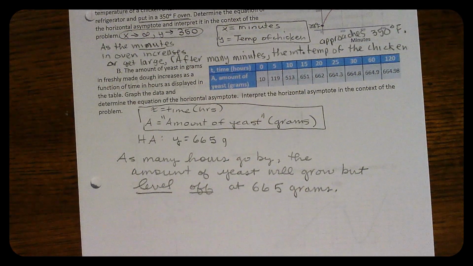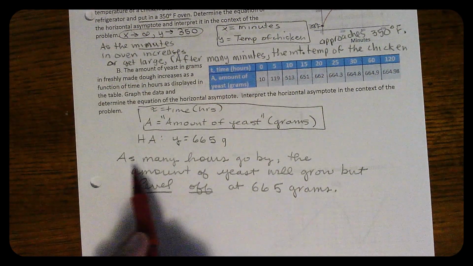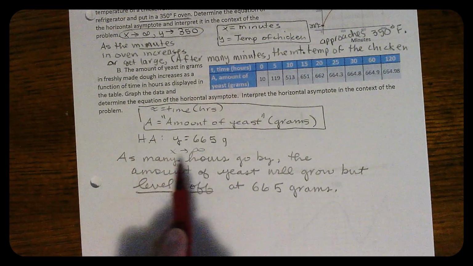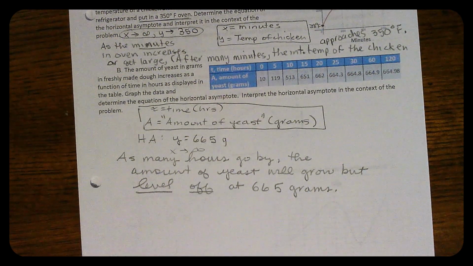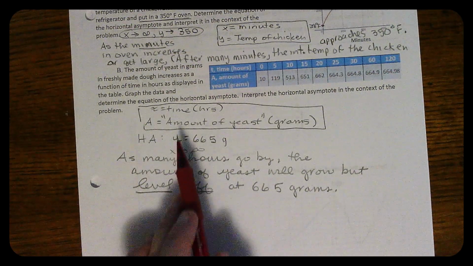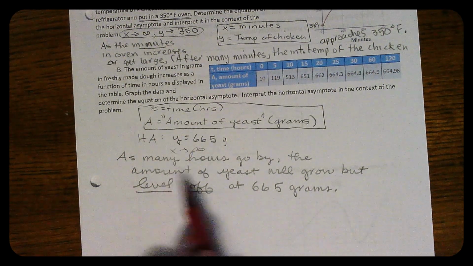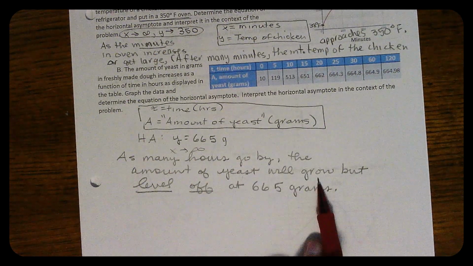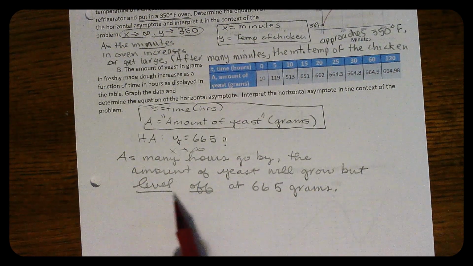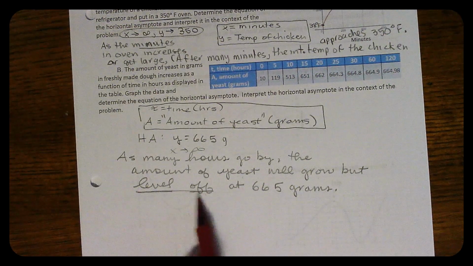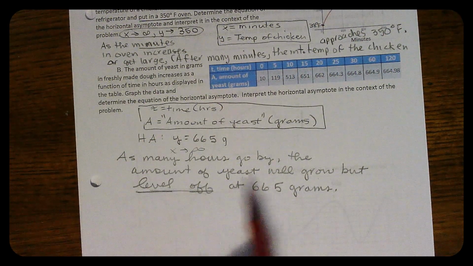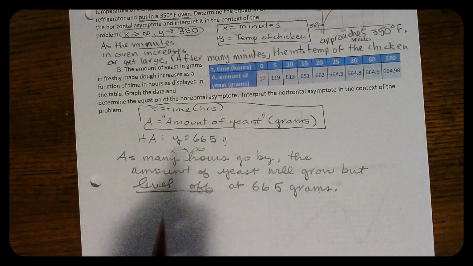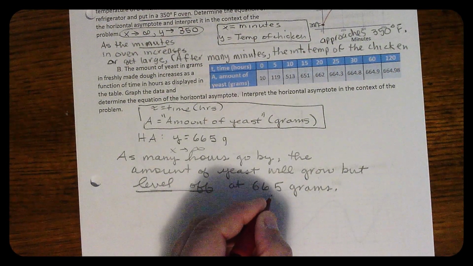Then to interpret it, I said as many hours go by, that's as x gets to infinity, so many hours, the amount of yeast, because that's what y is, it's the amount of yeast. And then I just explained what was happening. It's growing at first, but it's leveling off. So that's a word that we can use to describe this horizontal asymptote. It's leveling off at 665 grams.